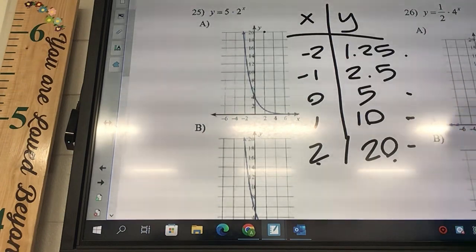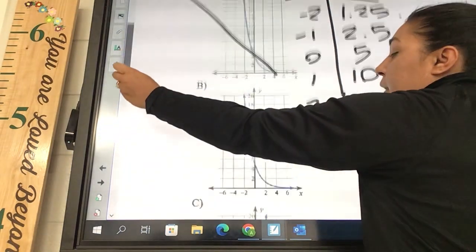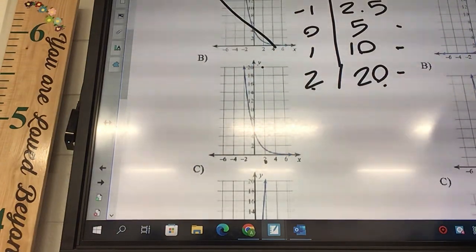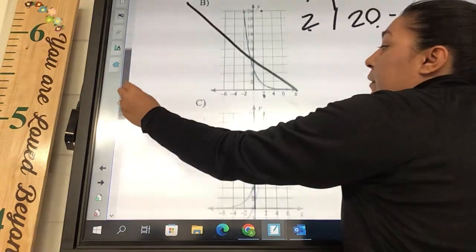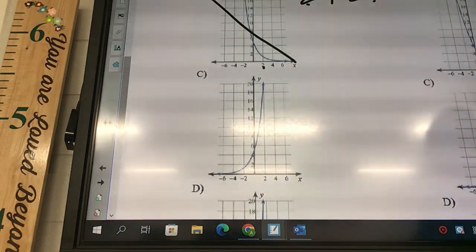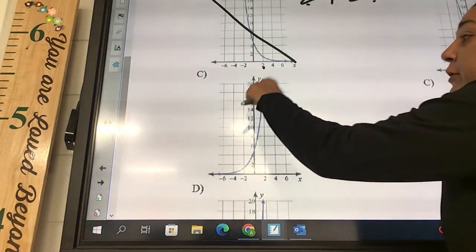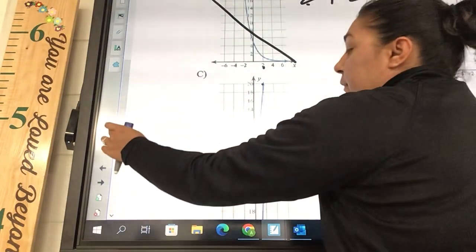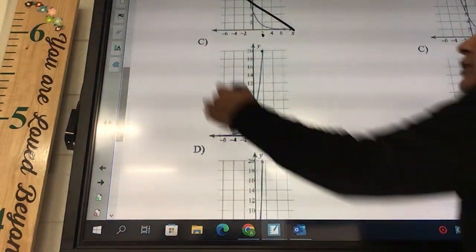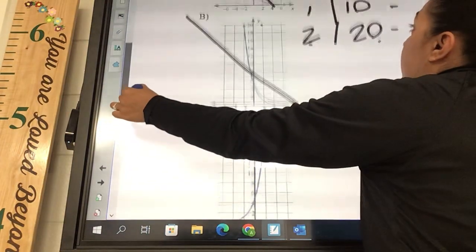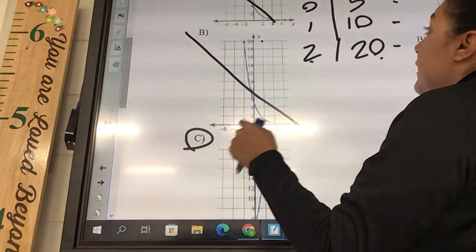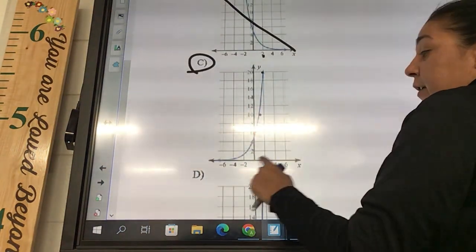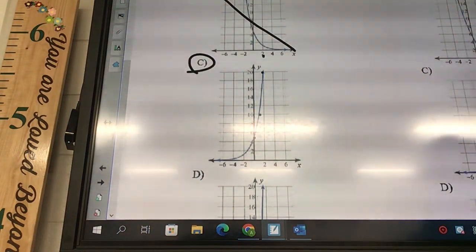So this one definitely does not work. This one, 2 and 20, ours does not even go through there, so it's definitely not it. C is going to be 2 and 20. That one checks out. What about D? Does D check out? Almost, but no. So it's going to be C. And I would just go through and double check. 1 and 10, and then 0 and 5 also work. So 1, 10, that checks out, and 0 and 5, that checks out.